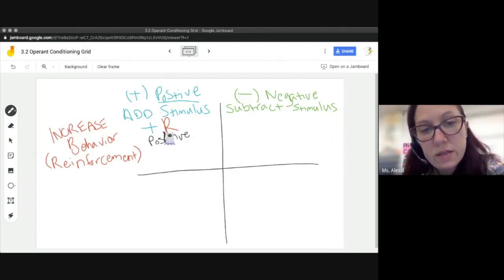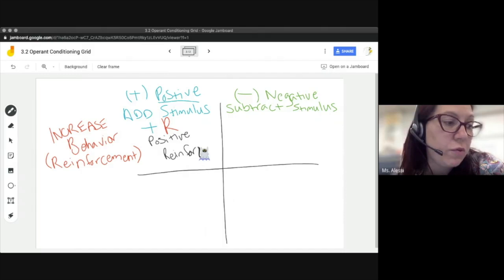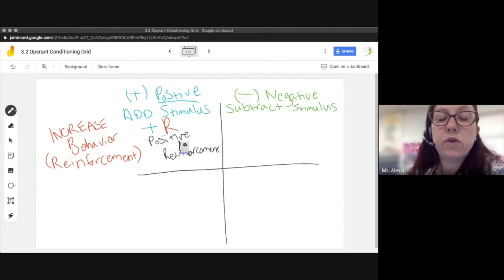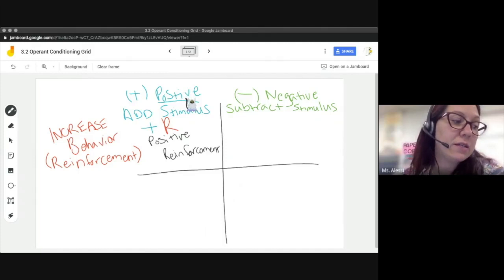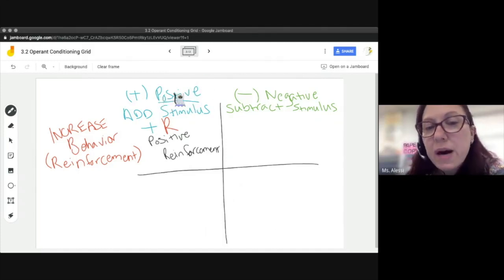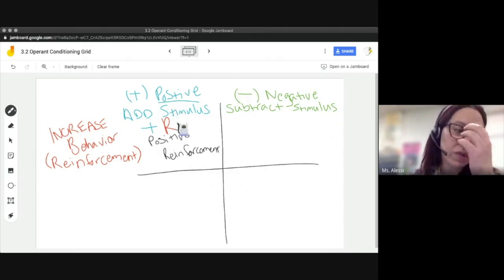So positive reinforcement. We like this. The more you can do positive reinforcement, the better, because you're adding stimuli to increase the behavior. And ideally, you're adding something that is going to be rewarding. This is generally why we think of positive as something good, but it's not always. So positive reinforcement: I want to increase this behavior, so I'm going to do something good.